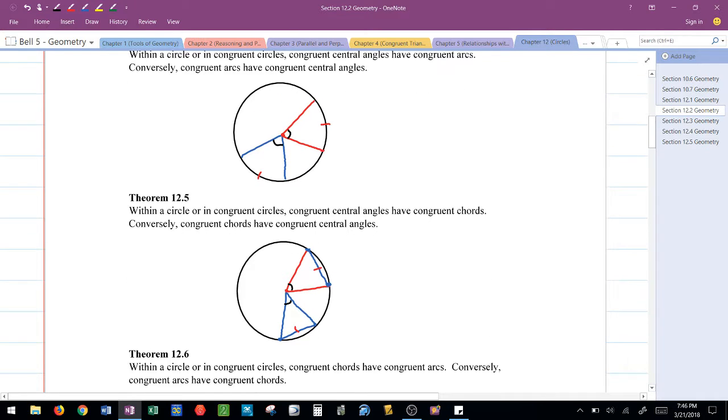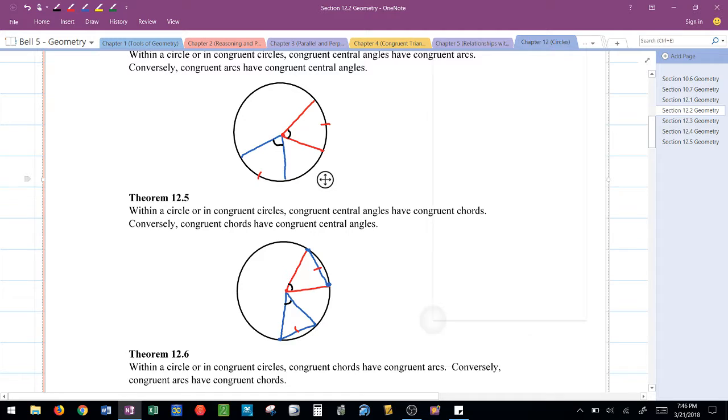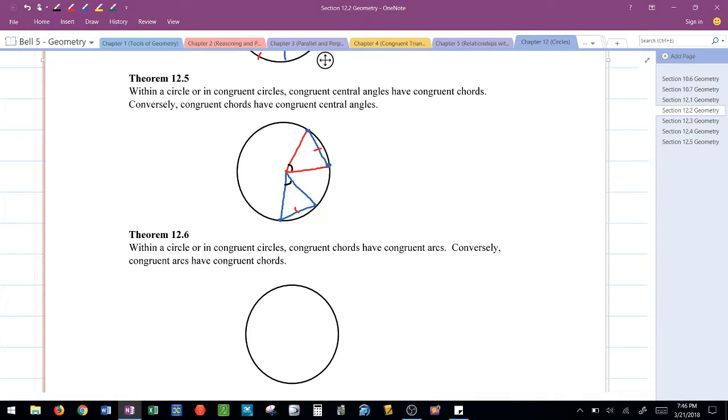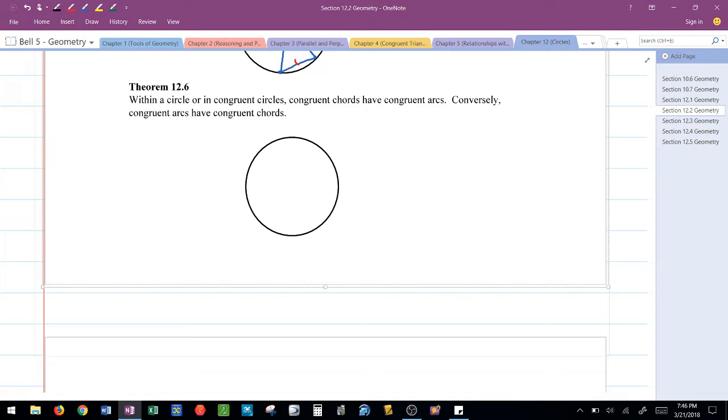So quick review here. If you have congruent central angles, then you have congruent arcs. If you have congruent central angles, then you have congruent chords. And the third one now says if you've got congruent chords, you have congruent arcs.